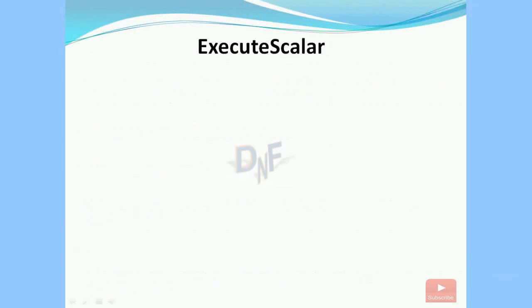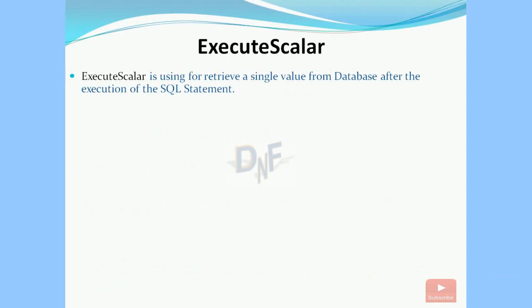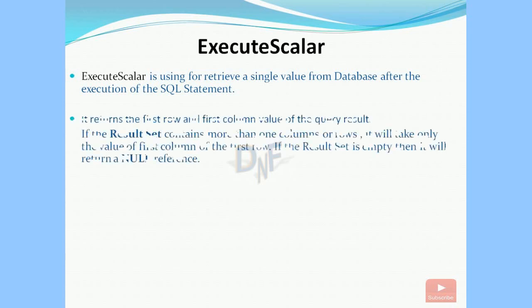Next is execute scalar. Execute scalar is used to retrieve a single value from the database after the execution of a SQL statement. It returns the first row and the first column value of the query result. If the result set contains more than one column and row, then it will take only the first value of the first column and first row. If the result set is empty, then it will return a null reference.